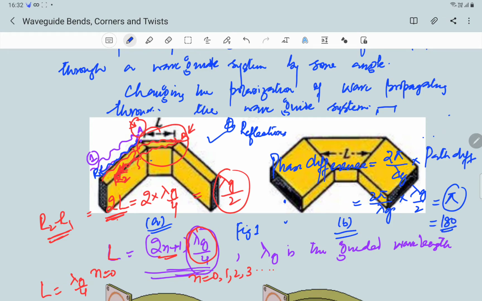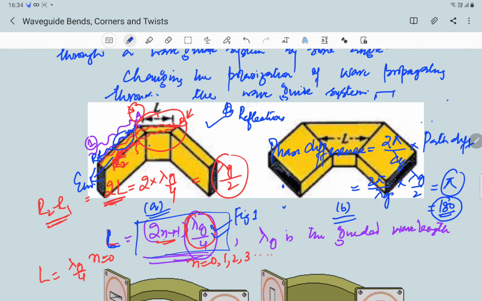So we know if the phase difference between two waves meeting at a point is 180 degrees, they cancel out. So these two reflected waves cancel out each other. So we don't have any reflected waves coming back to this end. So that's the idea, that we want to suppress the reflections. So for suppressing the reflections, in general, the length L has to be (2n+1) lambda g by 4, as is given in this equation. So let's erase it.